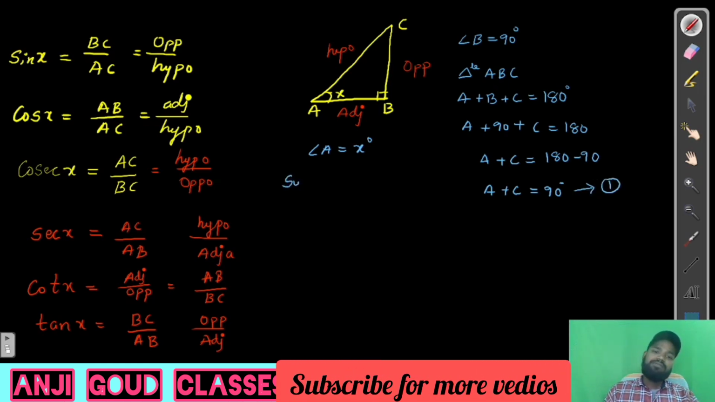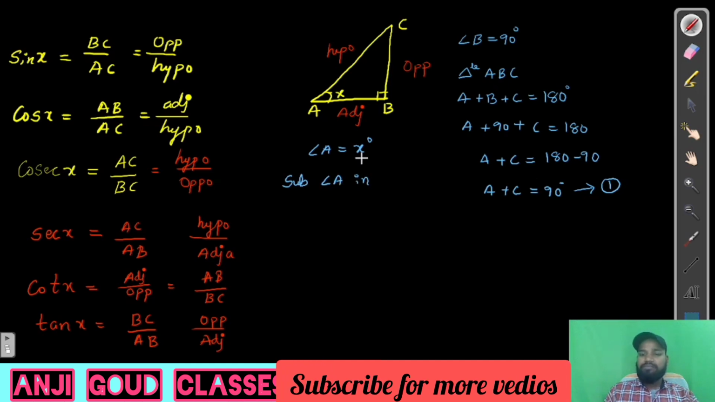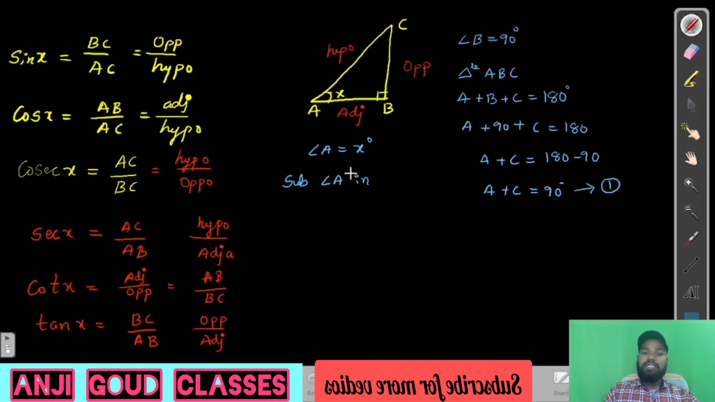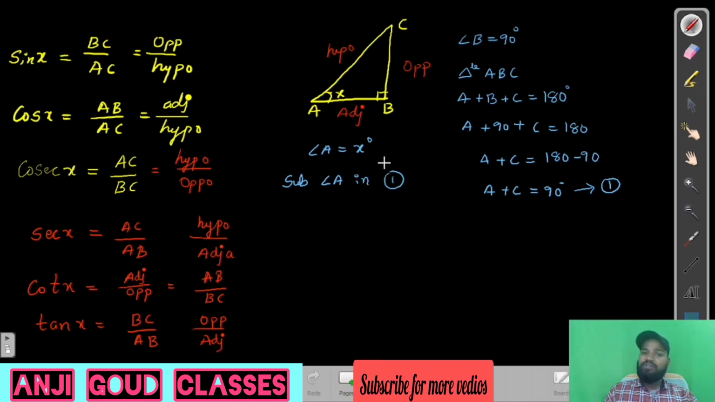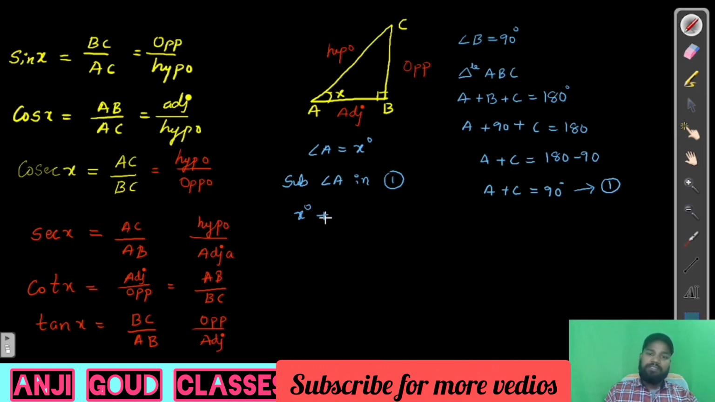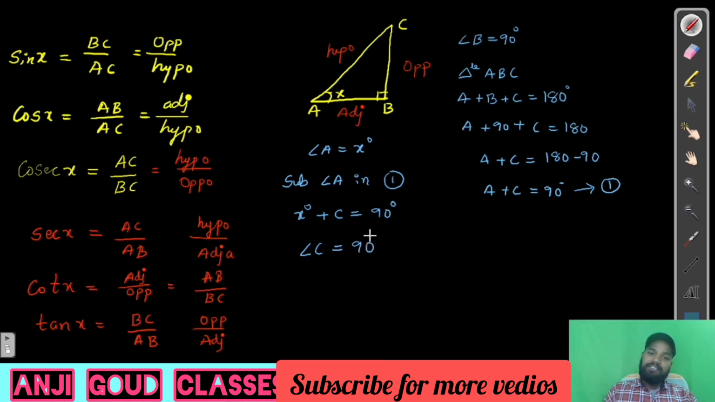Substitute the angle A value in equation 1. So now in the place of A, we should write x degrees, right? x degrees plus C equals 90 degrees. Now angle C equals 90 degrees minus x.